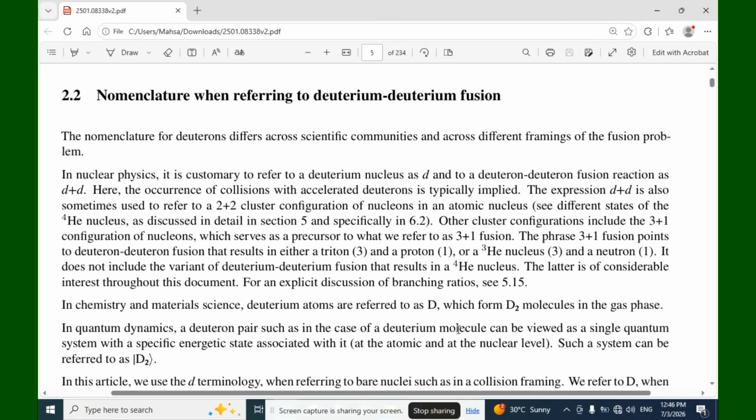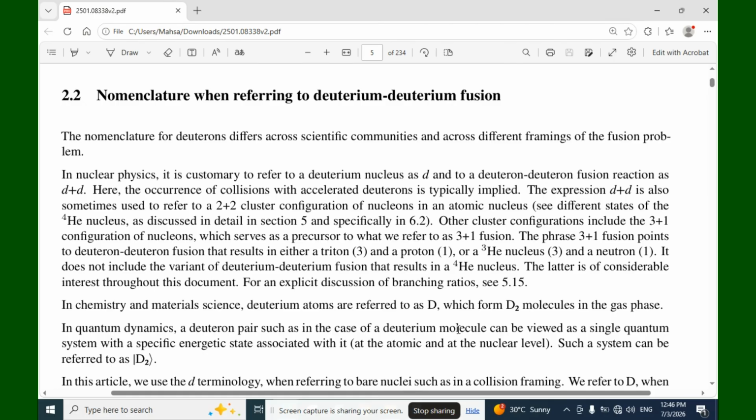The next chapter is on nomenclature when referring to deuterium-deuterium fusion. The nomenclature for deuterium differs across scientific communities and across different framings of the fusion problem. In nuclear physics, it is customary to refer to a deuterium nucleus as a D and to a deuterium-deuterium fusion reaction as D plus D. Here, the occurrence of collisions with accelerated deuterons is typically implied.